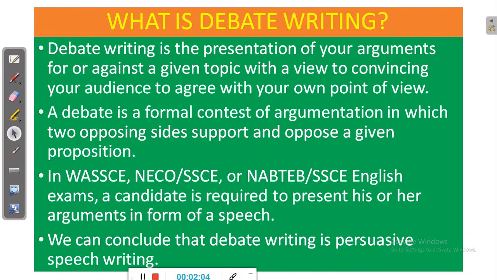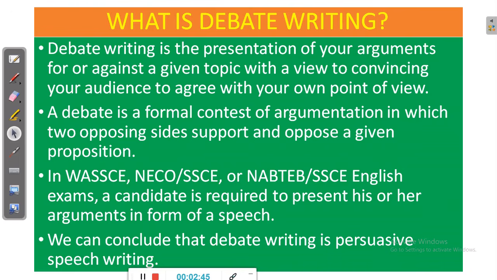What is debate writing? Debate writing is the presentation of your arguments for or against a given topic with a view to convincing your audience to agree with your own point of view. A debate is essentially a formal contest of argumentation in which two opposing sides support and oppose a given proposition.